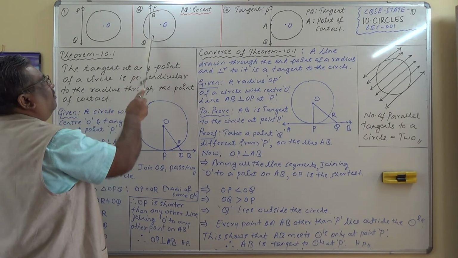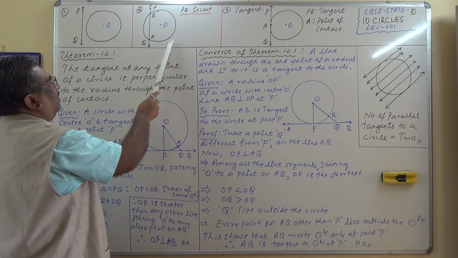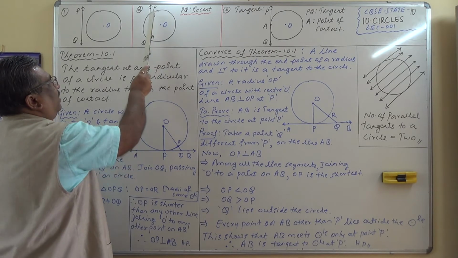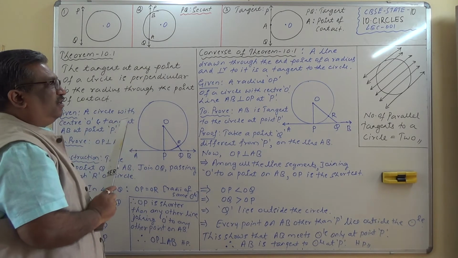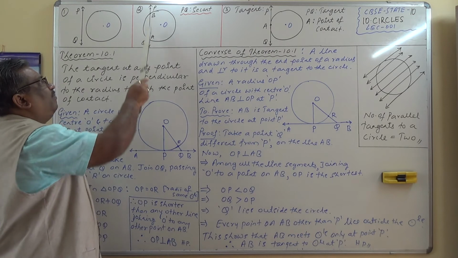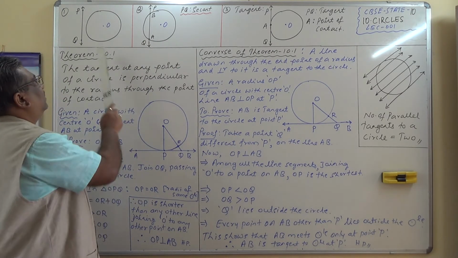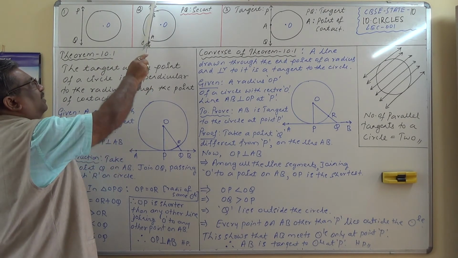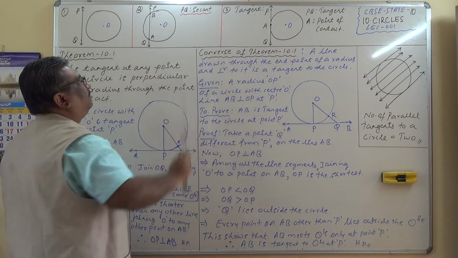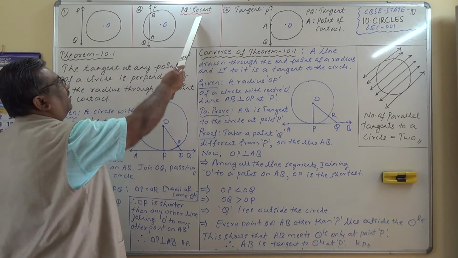Here, again PQ is a line, and this line is intersecting this circle at 2 points A and B. So A and B are the points of intersection between the line PQ and the given circle. In this case, when the line intersects the circle at 2 points, this particular line PQ is called a secant. Do you understand? So this is called a secant.